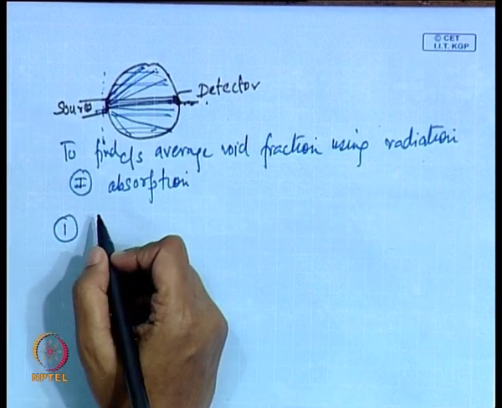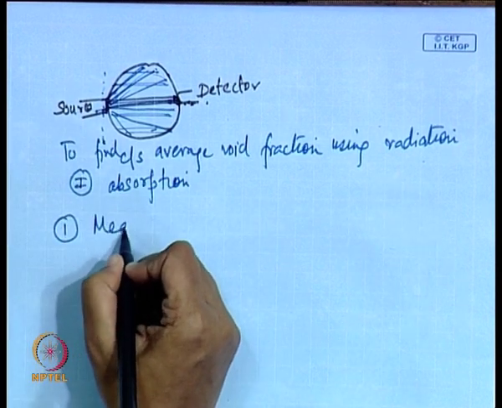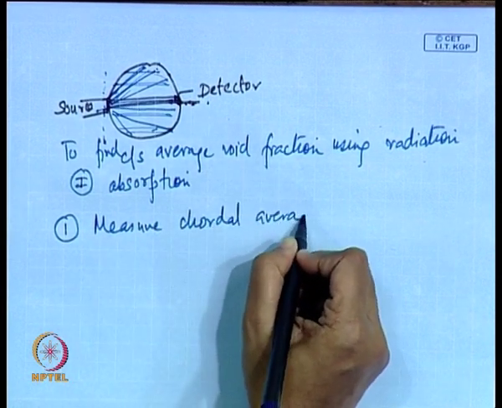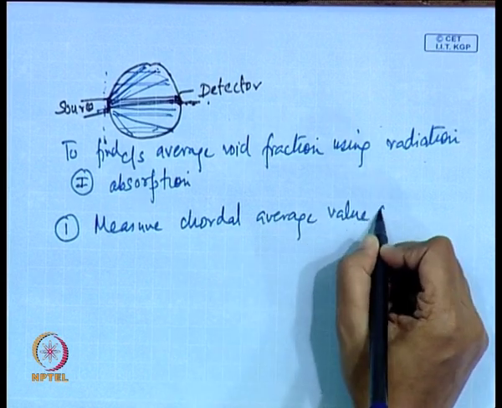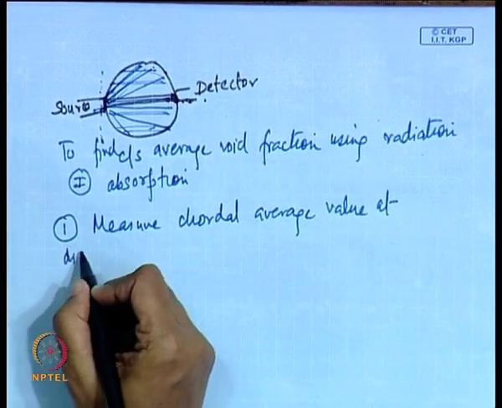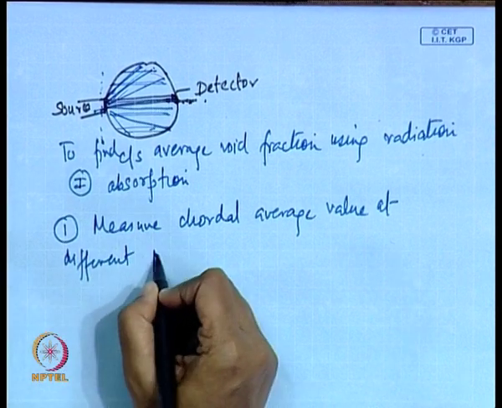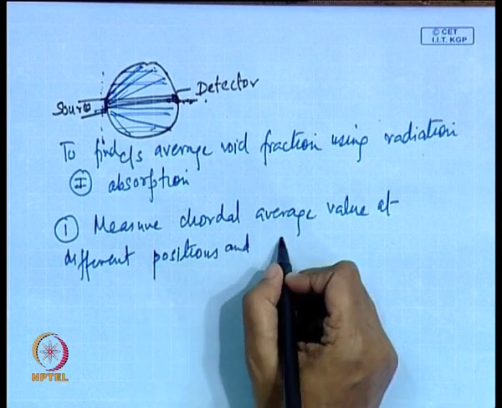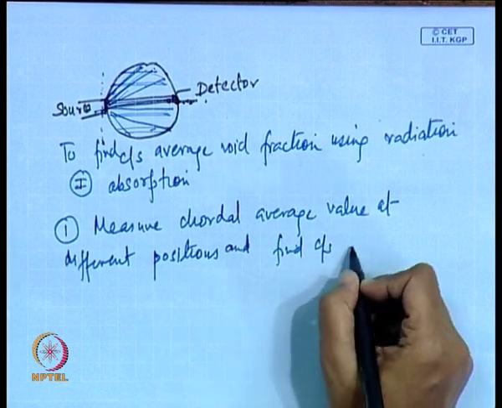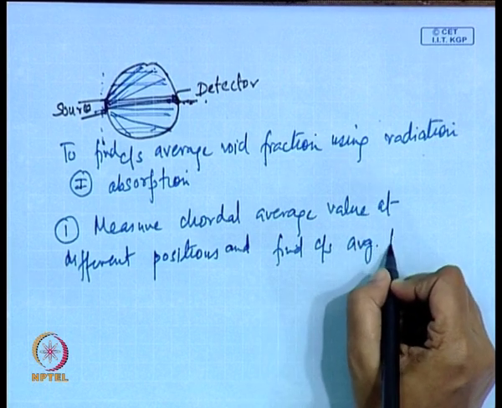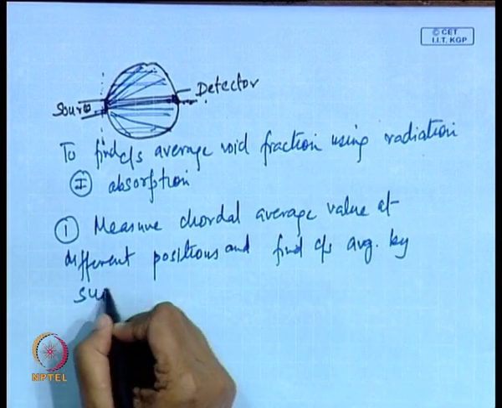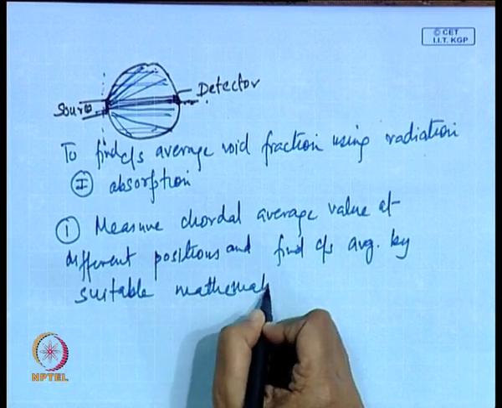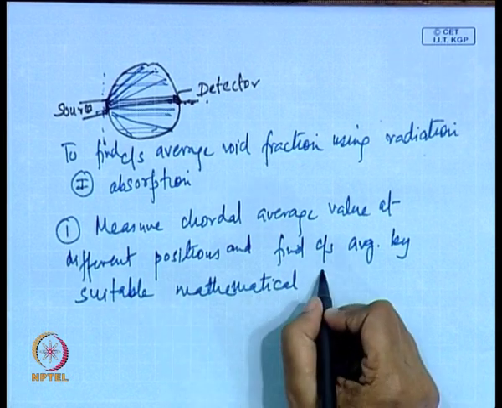The first one is to measure the chordal average value at different positions and find the cross-sectional average by suitable mathematical manipulations. So, this can be one technique. What else? Suitable mathematical technique.